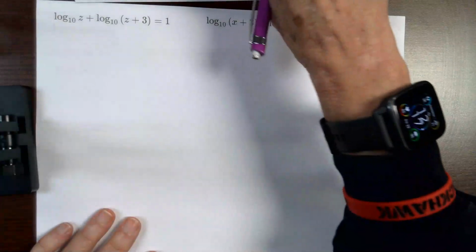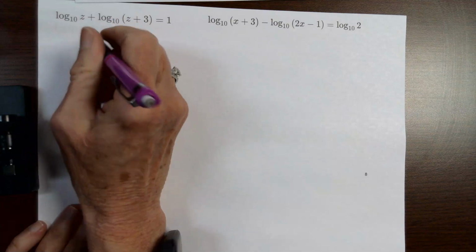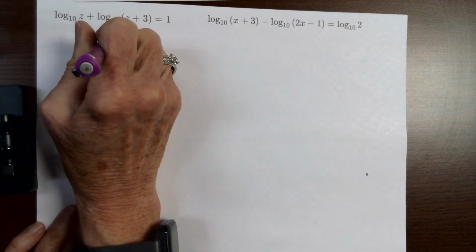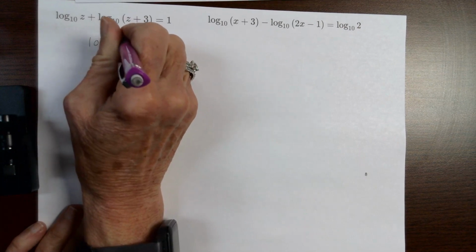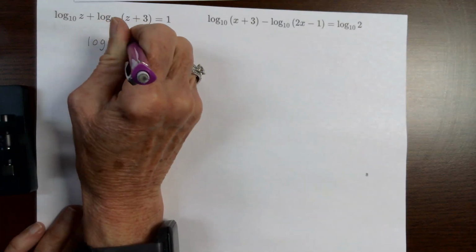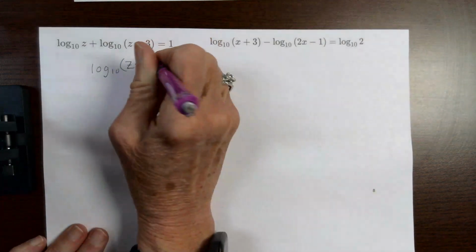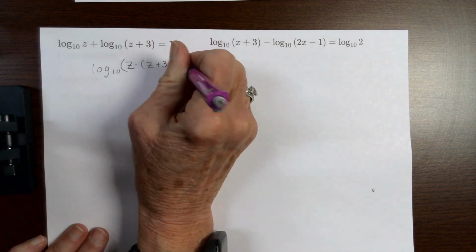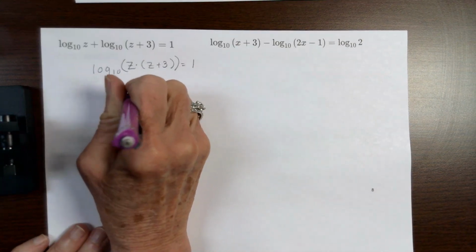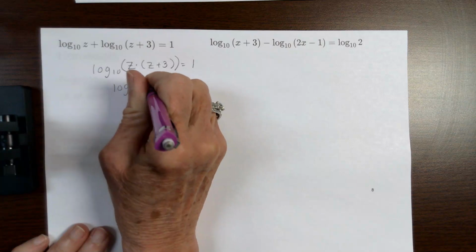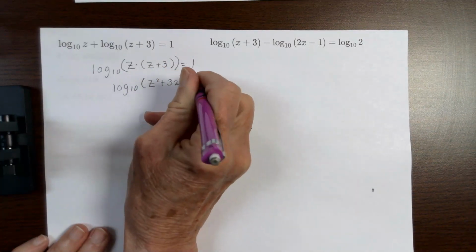All right, let's do a couple more. This one is addition, so I know it's going to be multiplication. So I'm going to take z times z plus 3 equals 1. So I have the log of base 10. When I multiply that, it's going to give me z squared plus 3z equals 1.